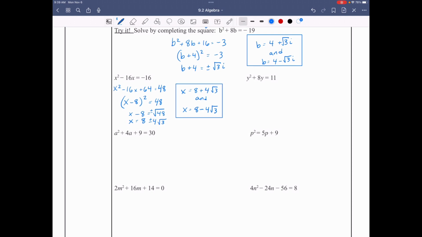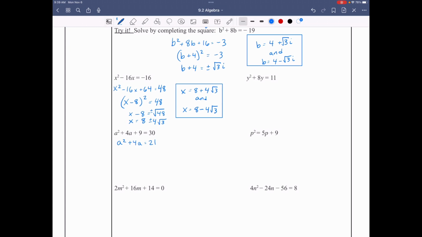Let's do the next one before I let you do the try it. All right, so on this next one, we have to get the variables on one side and the constants on the other. So instead we're going to have a squared plus 4a. I subtract 9 from both sides and get 21.